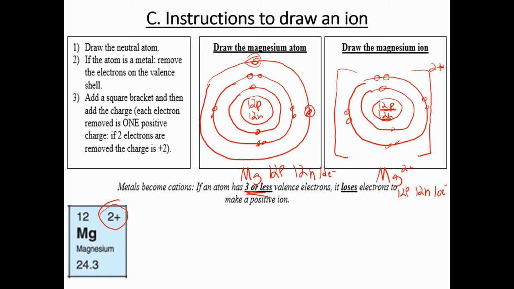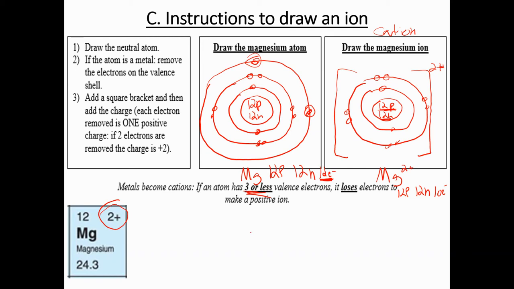So you don't have to draw the whole diagram every single time to find out how many electrons the ion would have. You just have to find out the neutral number of electrons and then take away the number of electrons from the charge, or add the number of electrons from the charge if it's negative. So here we have the magnesium ion. It's a cation because it's positive.